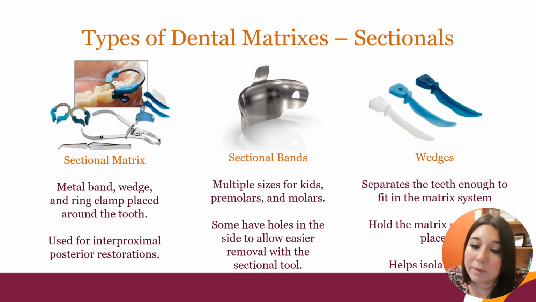And then we have wedges. These wedges separate the teeth enough to fit in the matrix system. They hold the matrix band in place and help isolation as well. So these are the plastic ones. Usually for posterior teeth, I find myself using the plastic wedges. For anterior teeth, I find myself using wooden wedges.